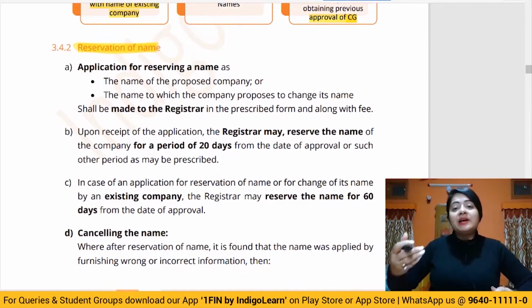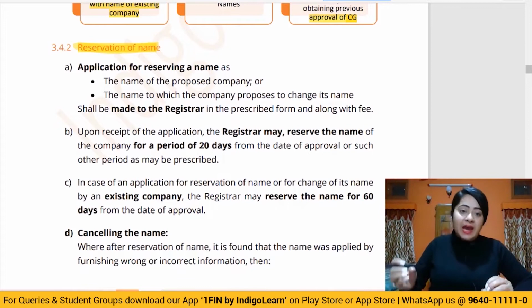Reserving a name means we'll send certain proposals saying this is the name we want, this is the name we want. Whichever is finalized by the Registrar of Companies is going to be reserved for the company for a certain period of time. Within that period, the company will have to file other documents and finalize this name. That is called reservation of name.